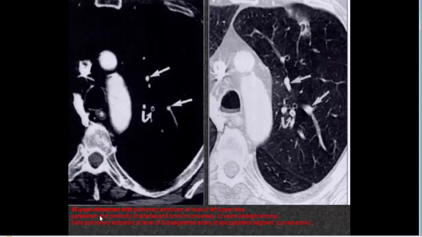As we see, a 40-year-old woman with pulmonary embolism at the level of the left upper lobe, with areas of intraluminal filling defect. Note the parallelism and the proximity of the arteries and the bronchi. Conversely to veins, note that the pulmonary embolism is at the level of a subsegmental artery at the apicoposterior segment. This is the parallelism of the thoracic airway, artery and veins.